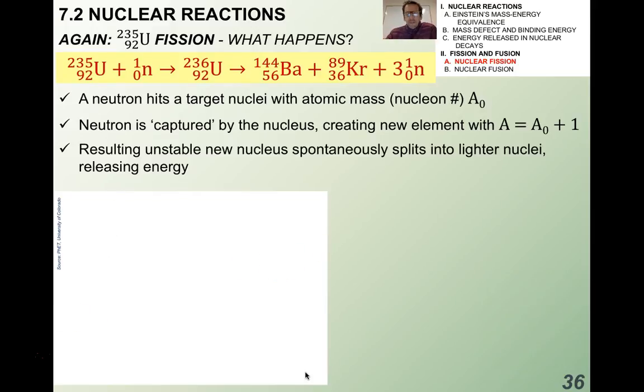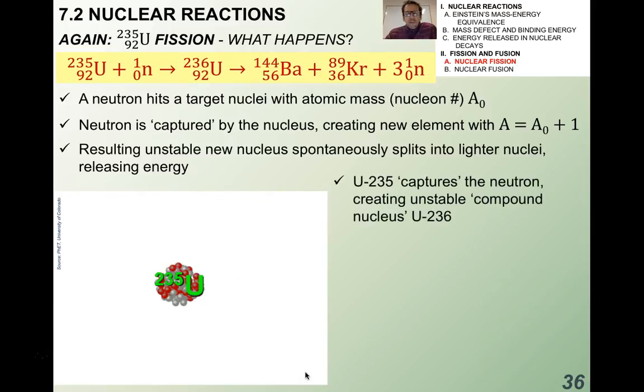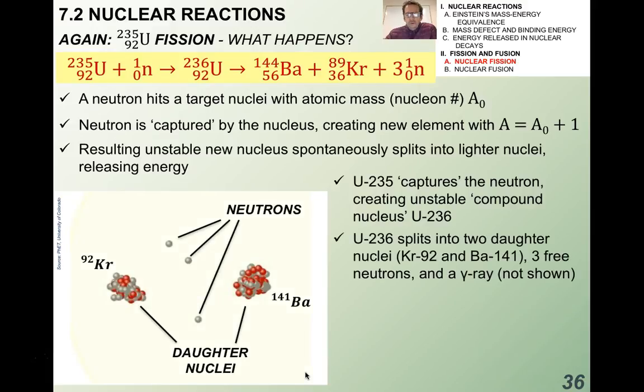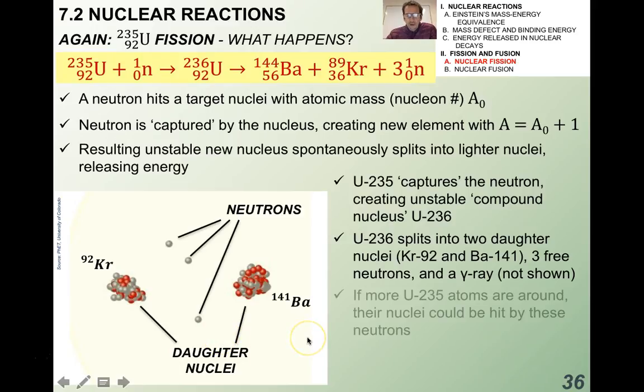Now, the resulting unstable nucleus will then spontaneously split into lighter nuclei, and that's going to release energy in the process, okay? So the uranium-235 captures the neutron as we saw before, creating an unstable compound nucleus, which is the term, uranium-236, and the uranium-236 splits into two daughter nuclei, okay, the Kr-92 and the Ba-141, 3 free neutrons, and a gamma ray, which is not shown, okay, and that's all shown in this diagram right here.